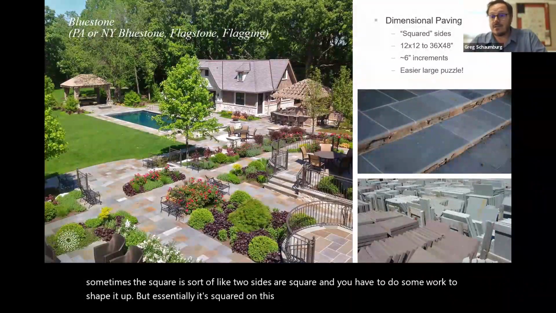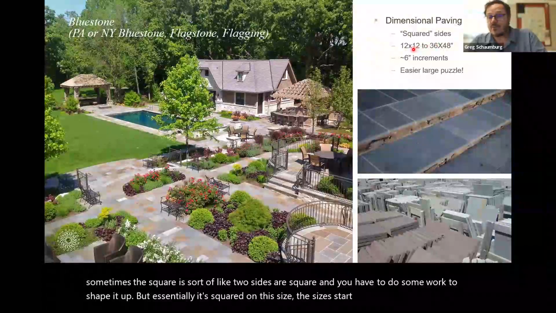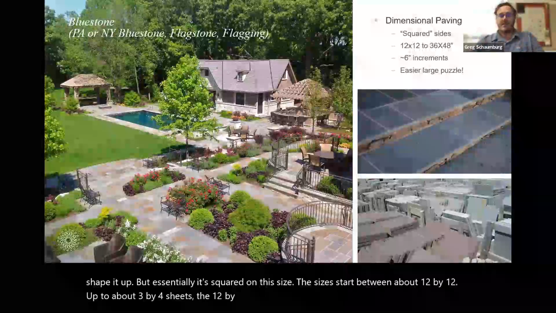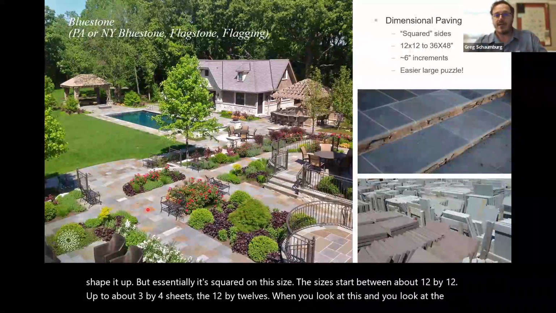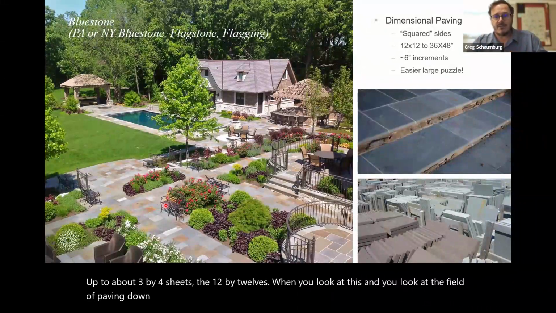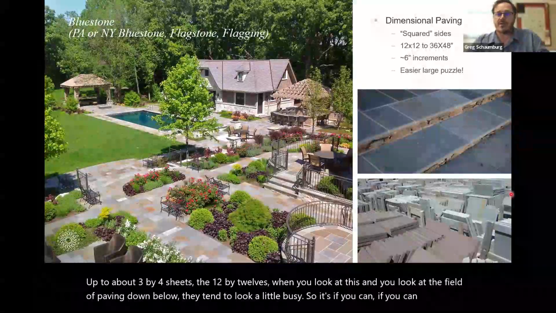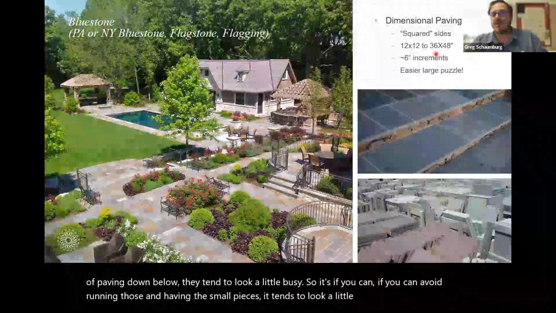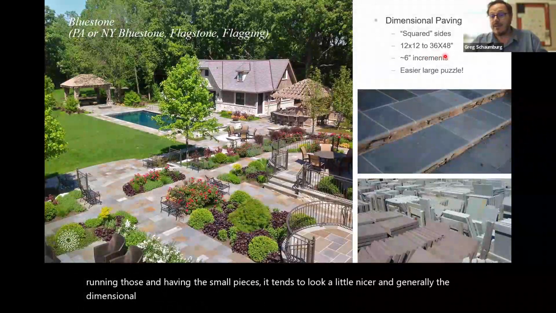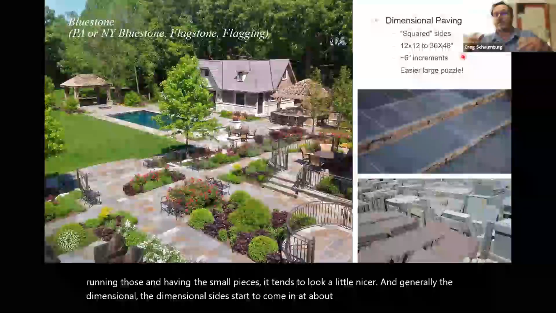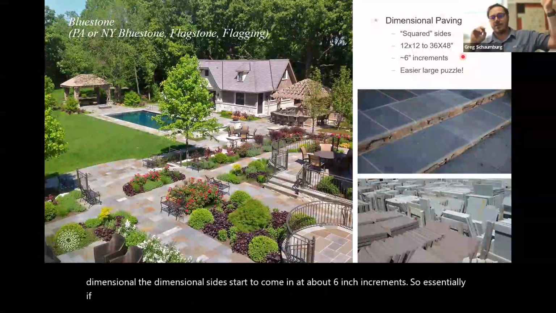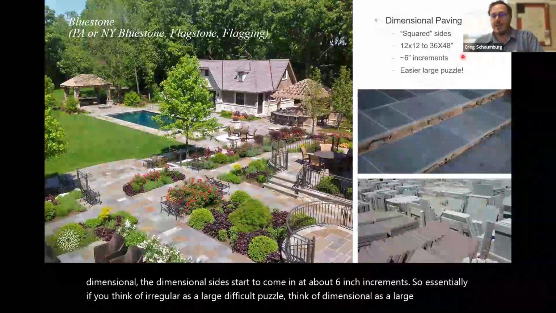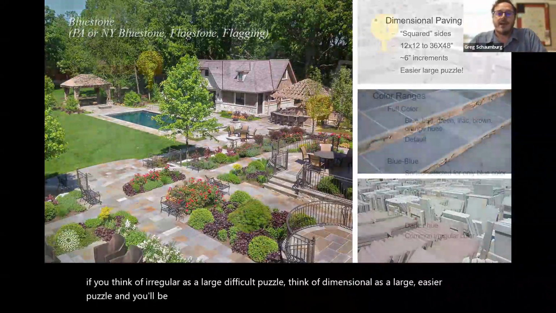The sizes start between about 12 by 12s up to about 3 by 4 sheets. The 12 by 12s, when you look at the field of paving down below, tend to look a little busy. So if you can avoid running those small pieces, it tends to look a little nicer. Generally the dimensional sizes come in about 6-inch increments. Essentially, if you think of irregular as a large, difficult puzzle, think of dimensional as a large, easier puzzle, and you'll be putting it together that way.